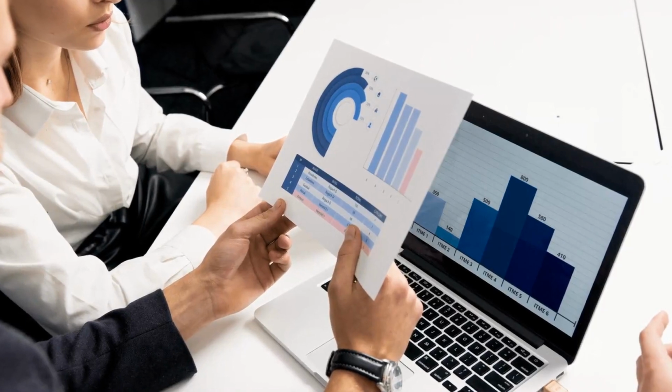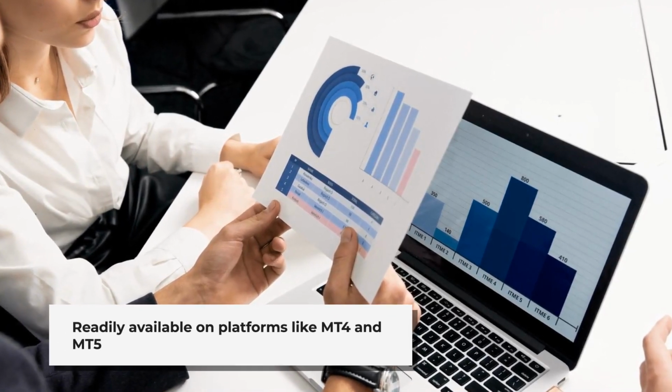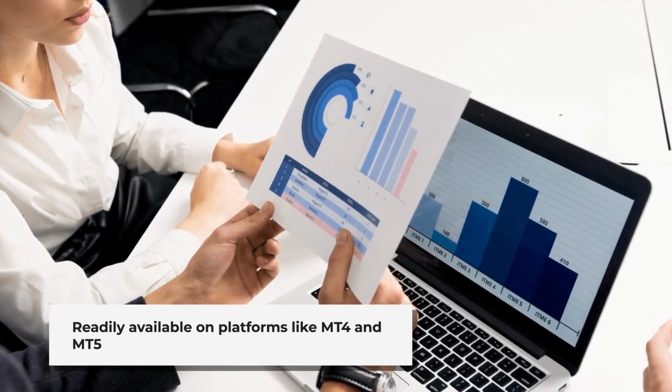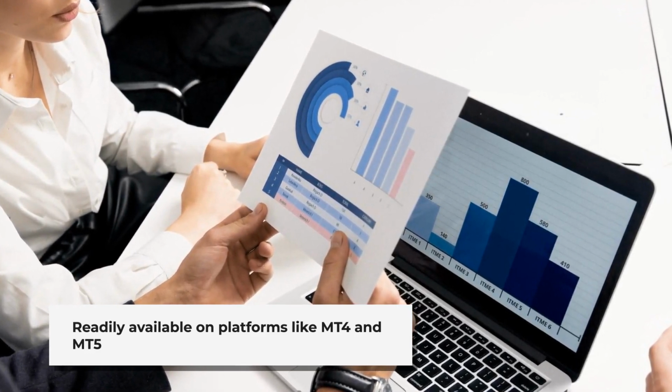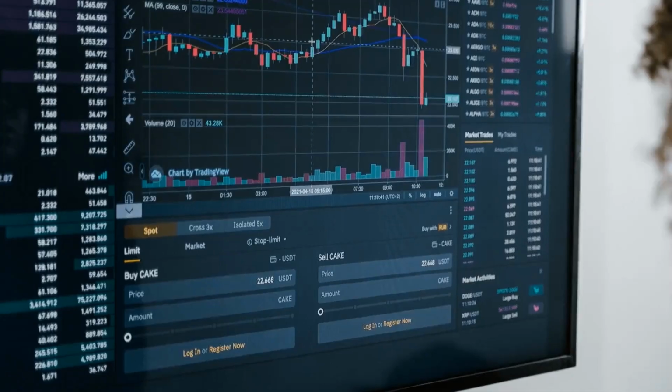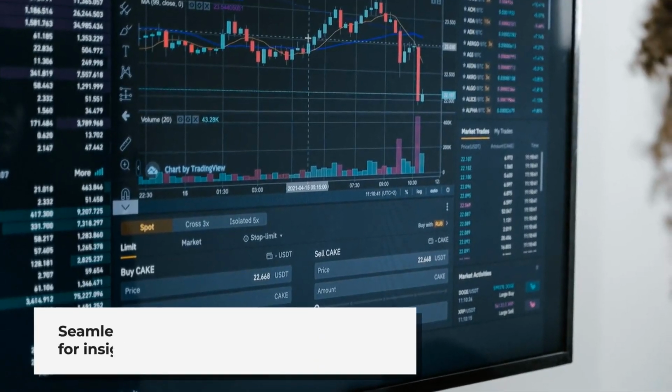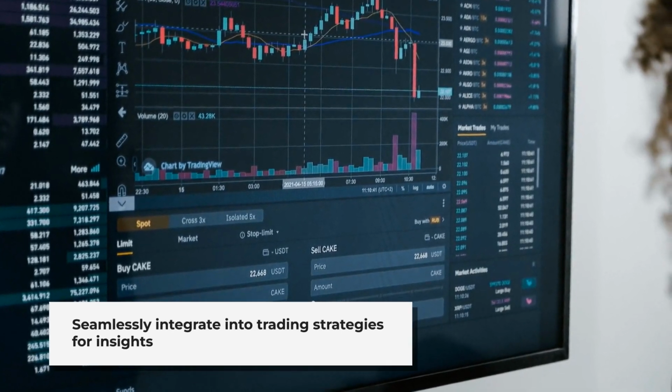The accumulation distribution indicator is readily available for platforms like MT4 and MT5, where it can be downloaded for free and used immediately. This accessibility allows traders to integrate it seamlessly into their trading strategies.